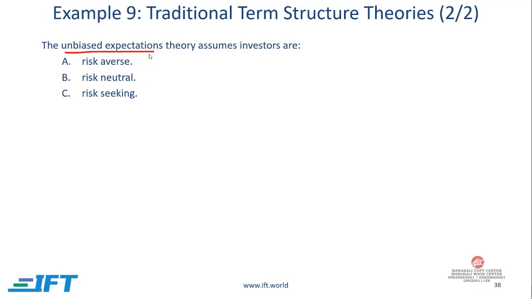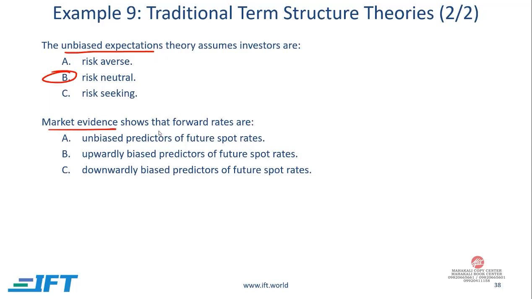The unbiased expectations theory assumes that risk is not an issue and future spot rates can be predicted by the forward rates. In other words, forward rates are unbiased predictors of future spot rates, and the assumption is that investors are risk neutral. Market evidence shows that forward rates are, are they unbiased predictors of future spot rates, upwardly biased predictors, or downwardly biased predictors?